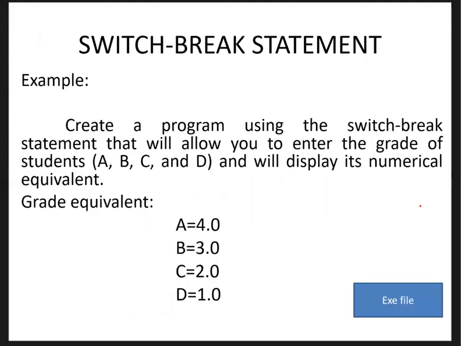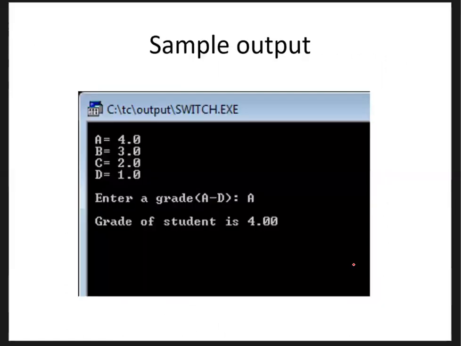Okay, so I have here an example. It says create a program using the switch break statement that will allow you to enter the grade of a student, which is A, B, C, and D, and will display its numerical equivalent. For example, if the value entered is A, then the grade is 4.0, and so on. So this is the expected output. It will ask to enter the grade from A to D. So if, for example, you entered A here, it will print the grade of student is 4.0. So for the program, this is its program.